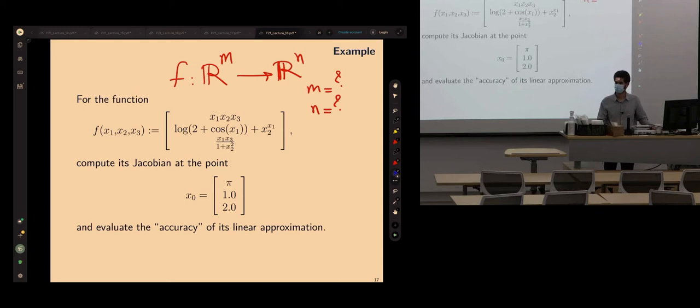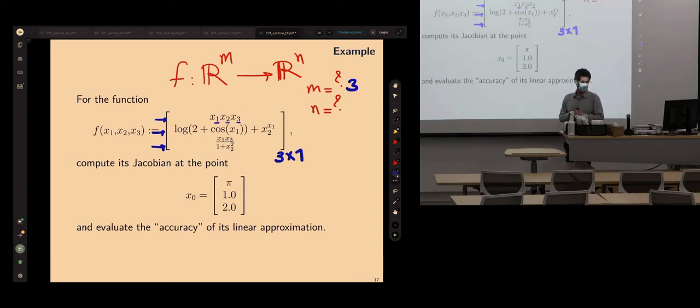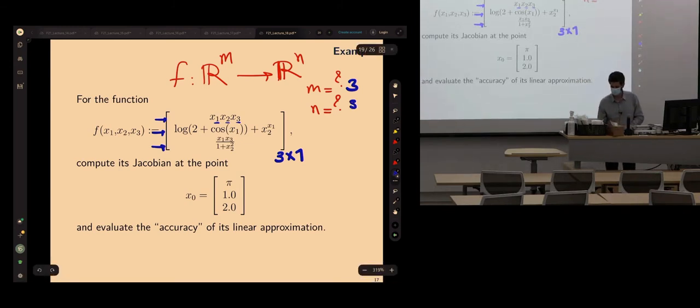What is n? Say it again. Number of rows. Yes, that's a reasonable way to count the number of outputs. So the function is vector valued, right? If it's a vector, just count the number of rows. That's how many outputs you're getting each time. So m is 3. The way we know is we look at the function. We have x1, x2, x3. We don't see x4 or x5, so that must be it. So m is 3, and n is also 3, because our function gives a three-vector.